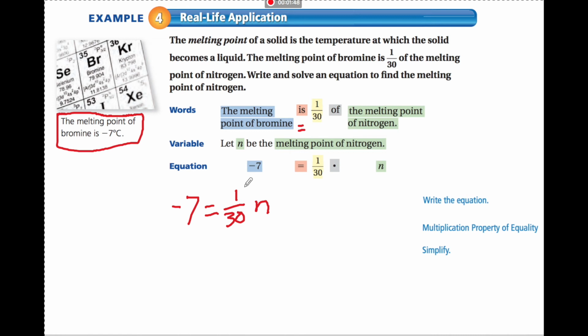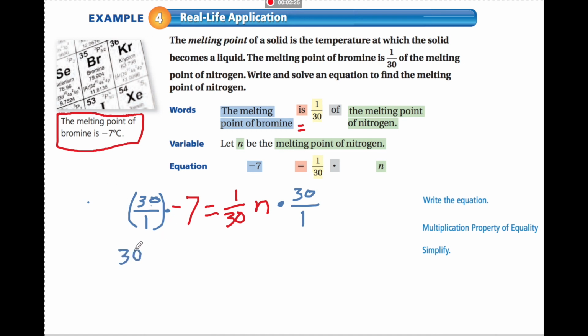So we're multiplying it by this fraction, 1/30. Well, to undo multiplying by a fraction, we multiply by the reciprocal. Okay? So we're going to multiply both sides by 30 over 1. Multiply both sides by 30. Okay, so we're multiplying this by both sides. But we know that 30 over 1 is just 30, right?